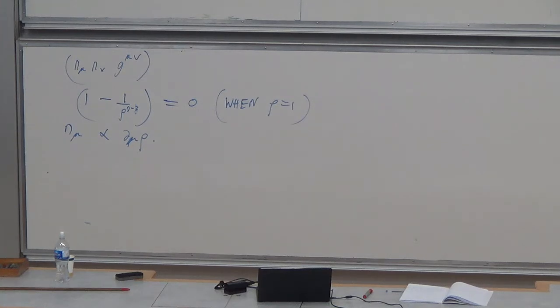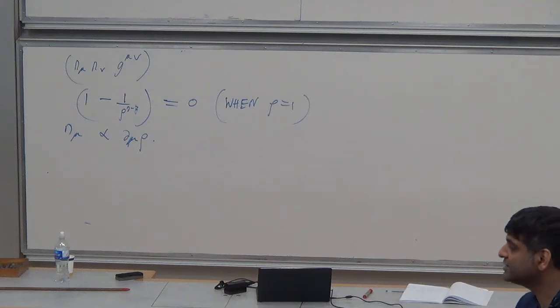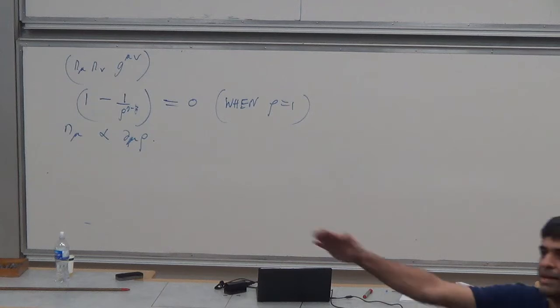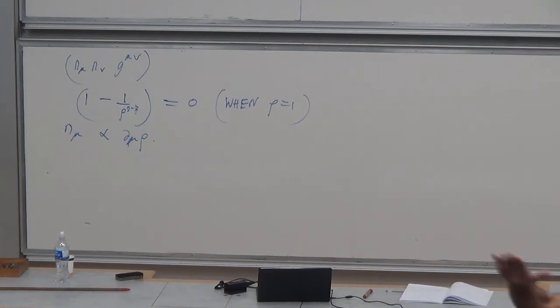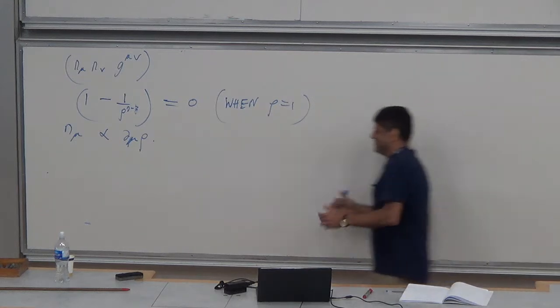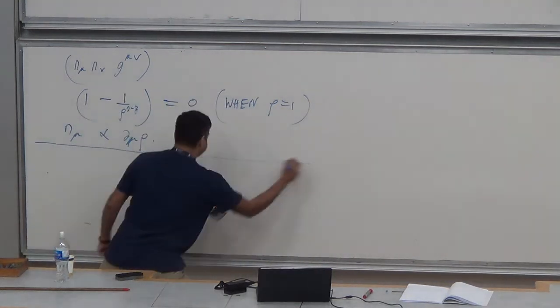Surfaces of constant rho is null at the surface rho equals 1. What this tells you is that the surface rho equals 1, the submanifold rho equals 1, it's a very special kind of submanifold. So it's called a null manifold. It's a manifold. So rho equals 1.